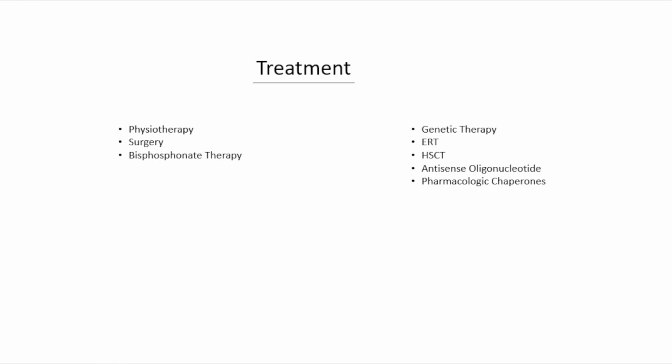Now there are also some experimental treatment options available, but remember these options are only being tried on animals and are yet to make their way to be used on humans. These are gene therapy, enzyme replacement therapy, hematopoietic stem cell transplantation, antisense oligonucleotides and pharmacological chaperones.